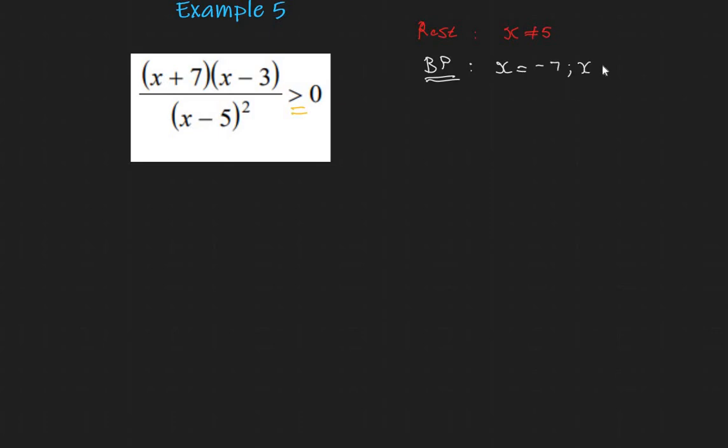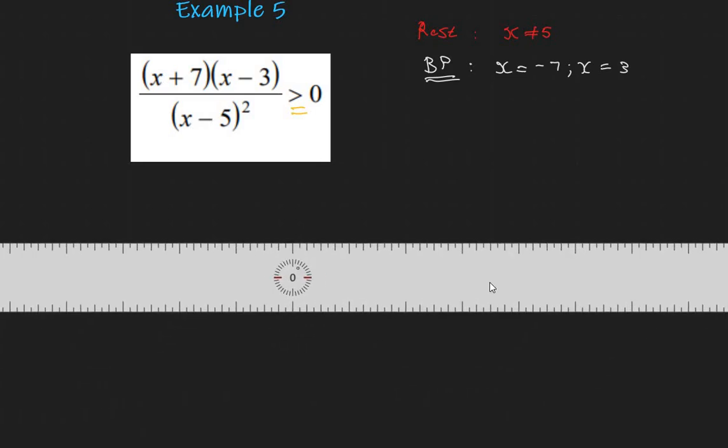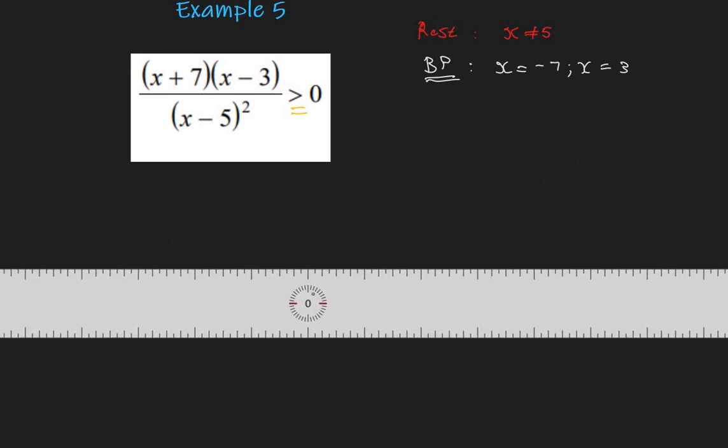But remember that we do not make a mistake here: the equal to was not asked, so nothing will be inclusive here. It's just greater than. It's not greater than or equal to 0. Okay, so we can go immediately to our number line, and then, right, so let's put it on the number line.